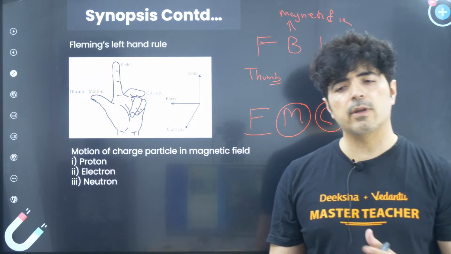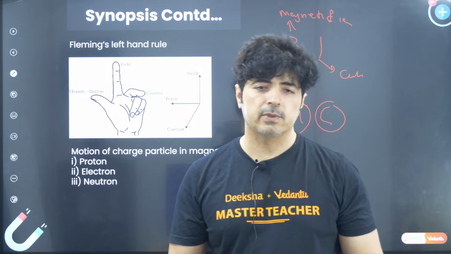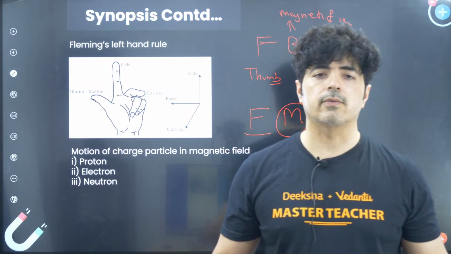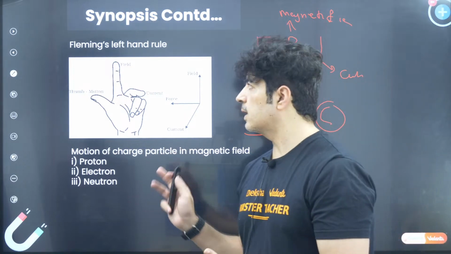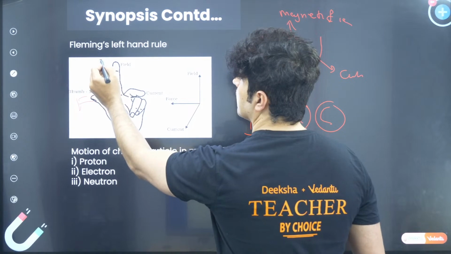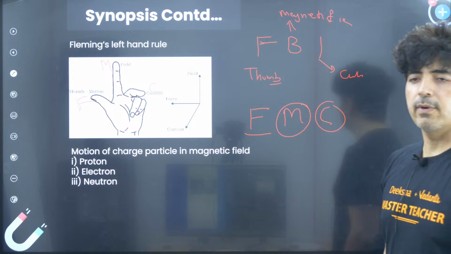Whichever, I hope everybody knows it because it's everywhere. This is no secret, guys. This is just a revision class. I know everybody already knows it. If you don't know, now you know. So your thumb is your F, this is your magnetic field, and this is your current. Okay, father, mother and child.